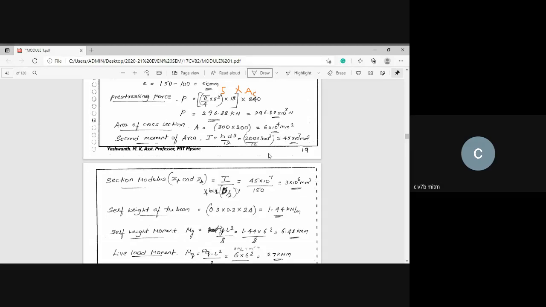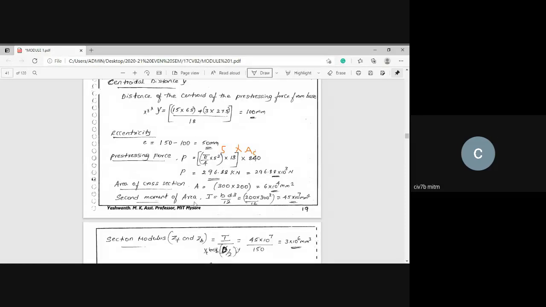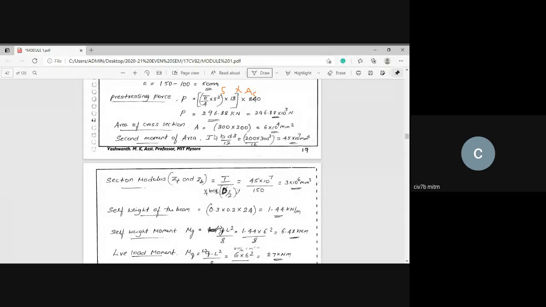Fine. Next, let me move on to the moment of area, or moment of inertia of a rectangular section. So we know from the basics, the moment of inertia for a rectangular section will be given by the formula BD cube by 12. You can also consider B capital D. BD cube by 12.